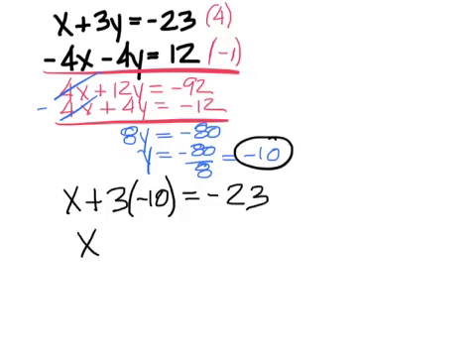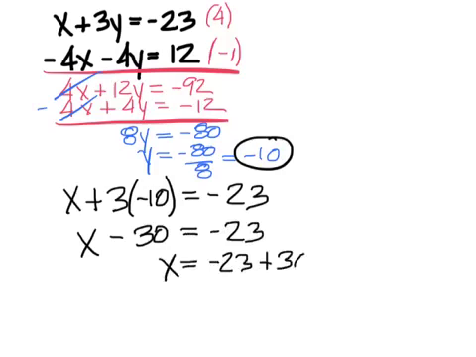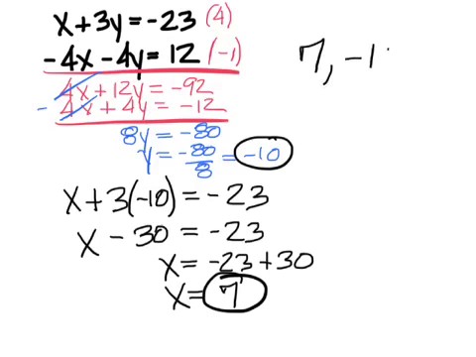3 times the negative 10 is negative 30, so I'm just going to write minus 30. And then move that minus 30 to the right, make it plus 30, and that's going to be a 7. So my final answer would be the x value first and then the y value second. 7, negative 10.